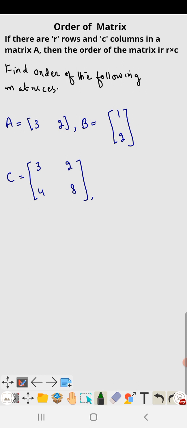Now we see that there is one row in matrix A and there are two columns in matrix A. So we say that order of A is 1 by 2.